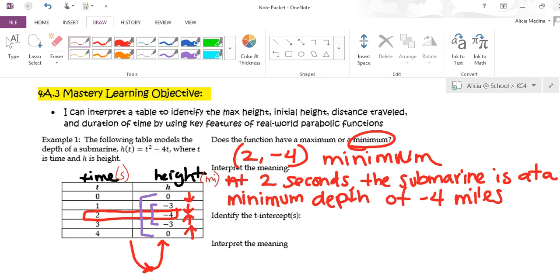And those are the things that you need to make sure you have in your explanation. You have to have units. We have the 2 seconds. We have the 4 miles. And also that it is a minimum, right? You have to talk about that is the lowest point.